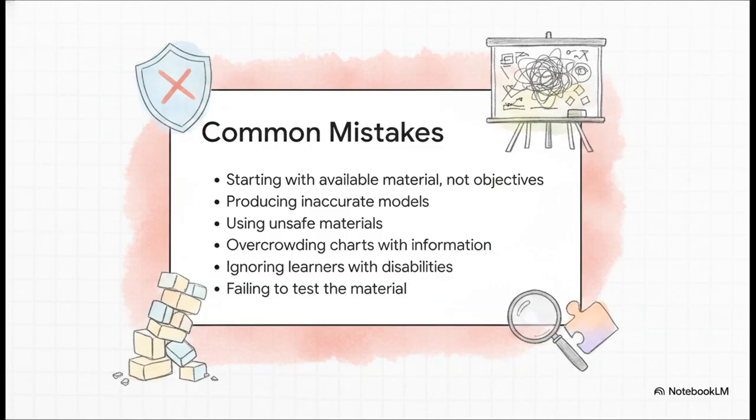I kind of want to sound a warning bell here. Never, ever compromise student safety or provide incorrect information. But you know what the absolute biggest mistake you can make is? It's starting your planning by looking at what random materials you have sitting in the supply closet, rather than looking at your actual lesson objectives. Other major pitfalls to watch out for include producing inaccurate models, using unsafe materials, overcrowding your visual charts with way too much text, ignoring learners with disabilities, and, like we just said, failing to test the material first.